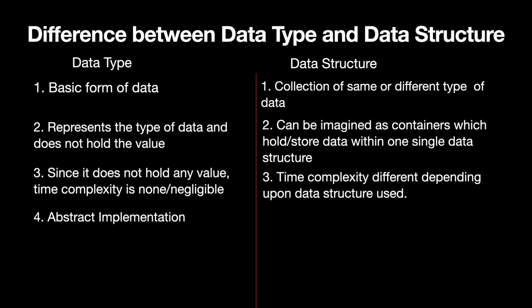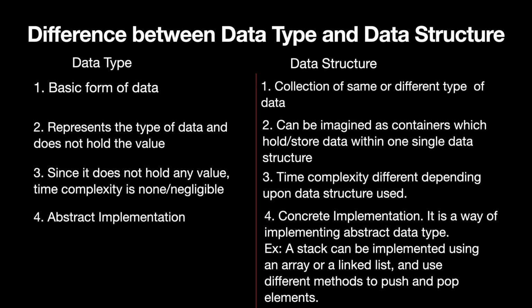Next one is that data type has an abstract implementation. Each language has its own way of declaring data. In Python you do not need to declare data; the Python interpreter determines the type after checking the data. But in certain other languages like C, you have to define it: int if it is an integer, or float, or char for string type values.